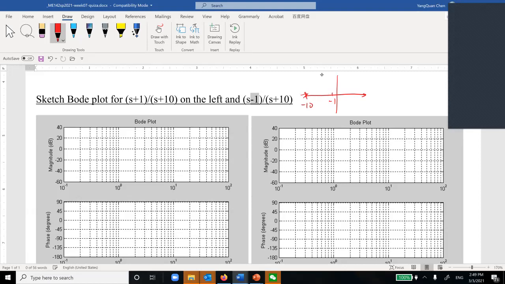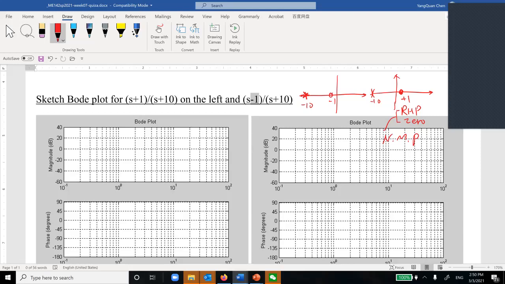Zero is drawn as a circle, and a pole is a cross. In this other case you have the pole at -10, a cross, but your zero is at +1. So it's called a right half plane zero. Then we keep saying that it is a non-minimum phase.